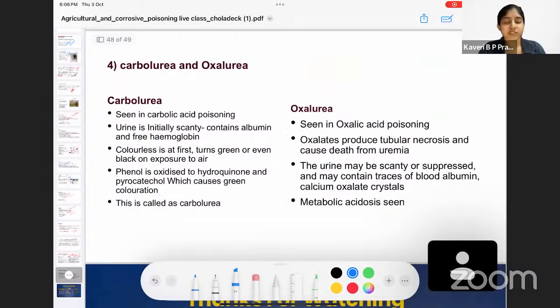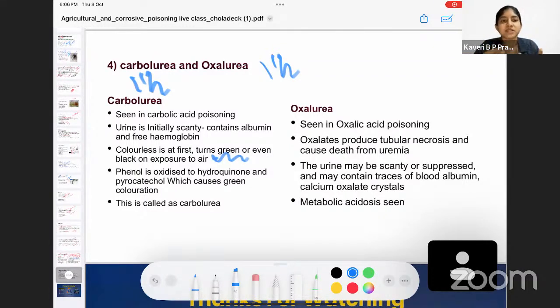Coming to the last question of today, carboluria and oxaluria. Here also each question has 1.5 marks. What is carboluria? It is seen in carbolic acid poisoning. Here, when the carbolic acid is finally excreted, the urine becomes very scanty because the kidneys are very damaged. The urine also contains albumin and free hemoglobin, and it is going to be colorless at first, and later it turns green because of exposure to air.